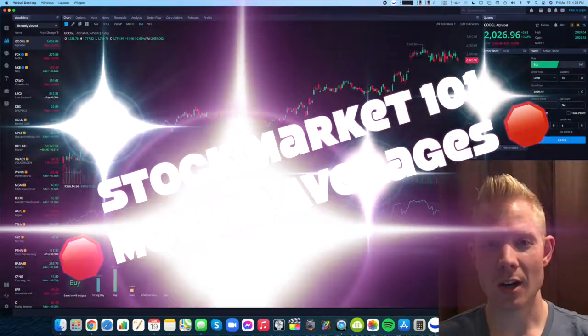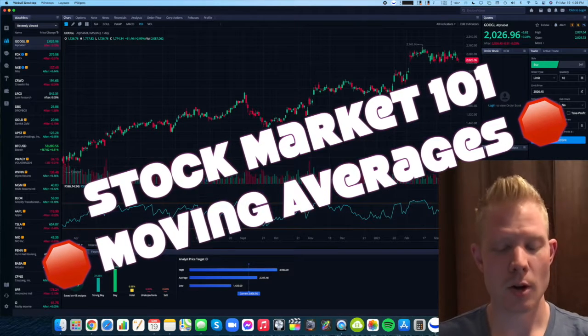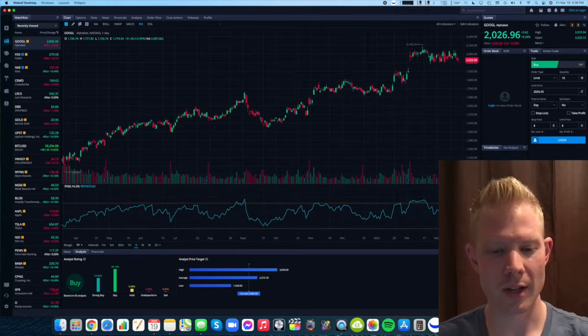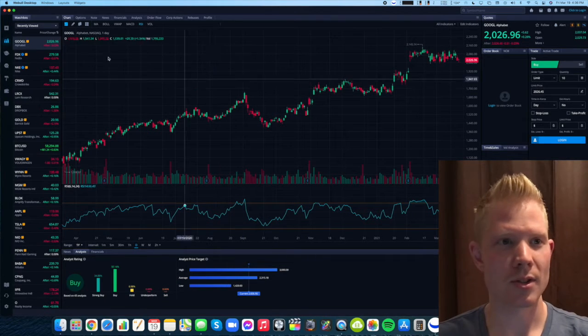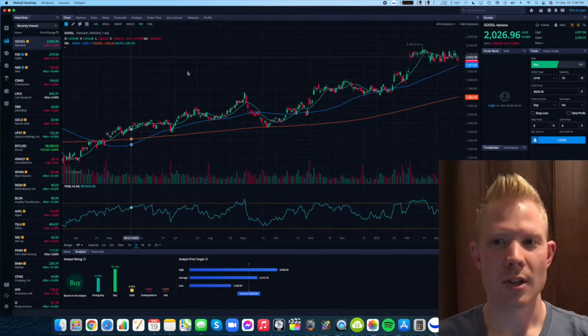For today's edition of Stock Market 101, we are covering moving averages. So a moving average is a technical indicator that shows the average price of an asset over a given period of time. As you can see here, I'm going to pull up the moving averages here in Webull.